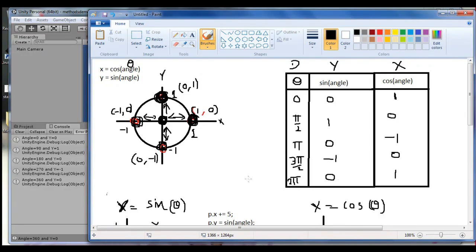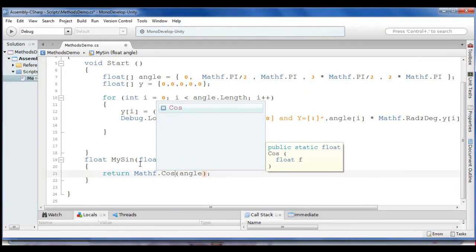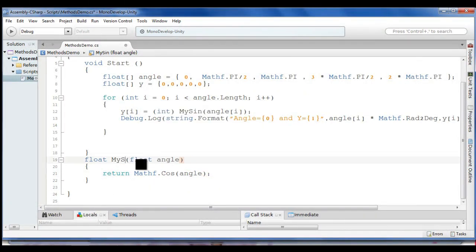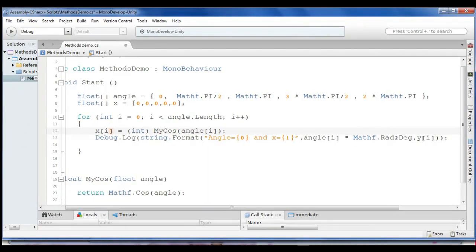Okay guys, similarly you can do it for the cos also. The only stuff you need to change here is this one to cos, and this one is our cos function, my cos function, which takes the angle and returns the cos value, and we have to call the cos function here, and here we have to see the x value. Actually this is our x array, so here I am going to change it to x array. I think that's done. Let us save.